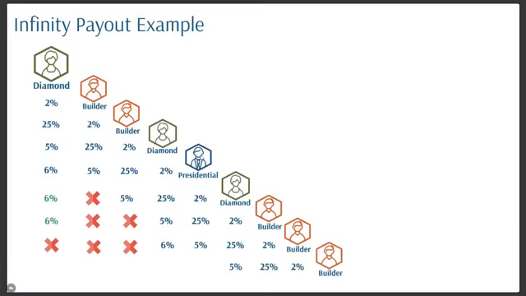So what percentage would a presidential diamond get paid on a builder that's on their fourth level? If you said 6%, you were close. But remember that when we were looking at the percentage payouts, when it goes from a diamond to a presidential diamond on that fourth generation, it doubles. So the presidential diamond is going to get 12% from anybody that's on their fourth level for their first 100 LP.